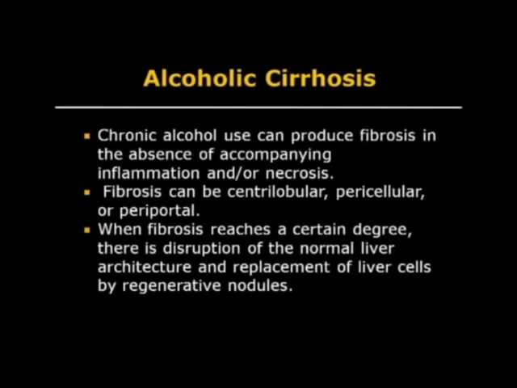Fibrosis can be centrilobular, pericellular, or periportal, surrounding the portal. Okay. Whenever fibrosis reaches a certain degree, there is disruption of the normal liver architecture. You cannot identify the normal cells, and there is replacement of liver cells by regenerative nodules. You have seen the nodules, right? The round things over there. And in between are the fibrous septa.